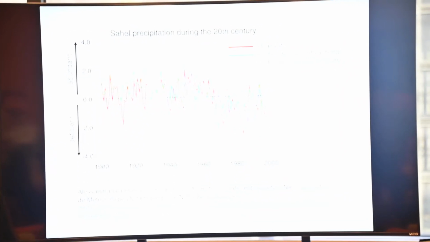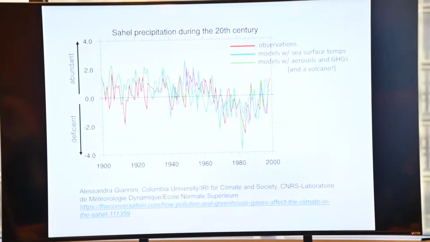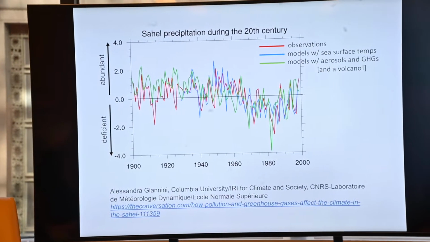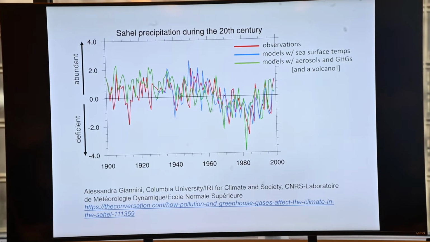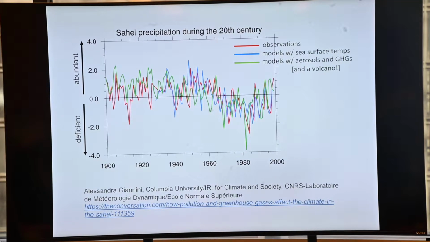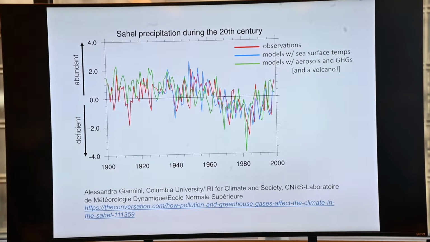You can see specifically the shift from mid-century abundant rains to end-of-century deficient rains, the droughts in the Sahel in the 70s and 80s. So how do we go about understanding and attributing, in climate speak, this to human emissions? We did it in two steps over the course of 15 years. The first step was, the red line is what actually happened in the real world.